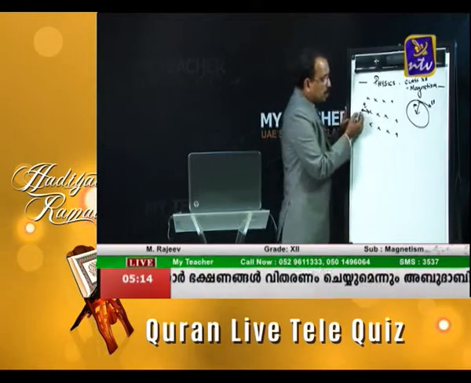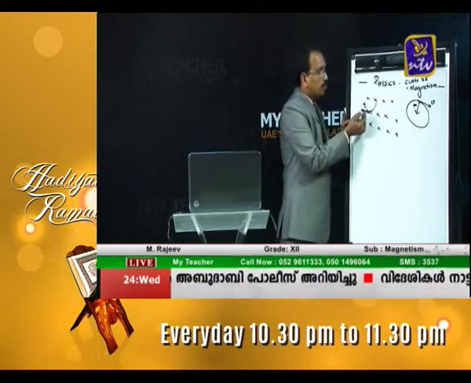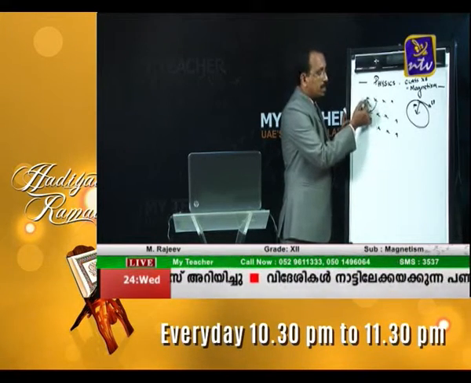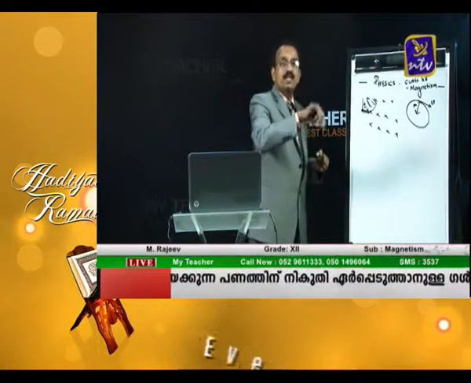So if the charged particle is entering this way, it will move in a path in such a way that there will be a force acting like this, upwards. That is, it will go in a circular path like this. That's the reason why it turns into a circular path.